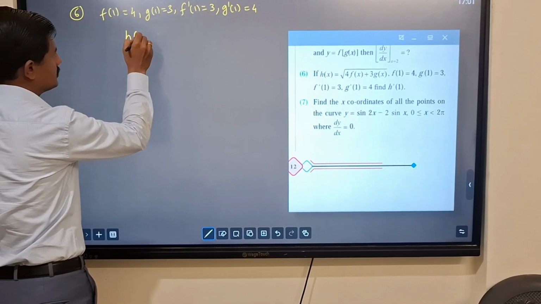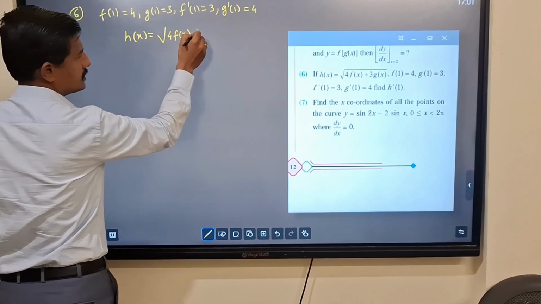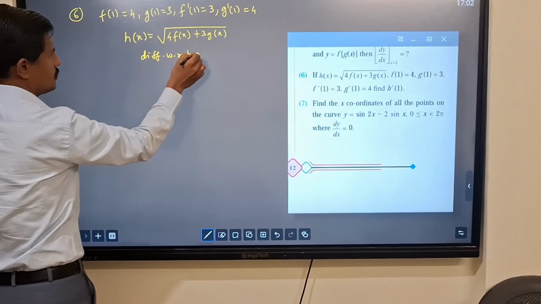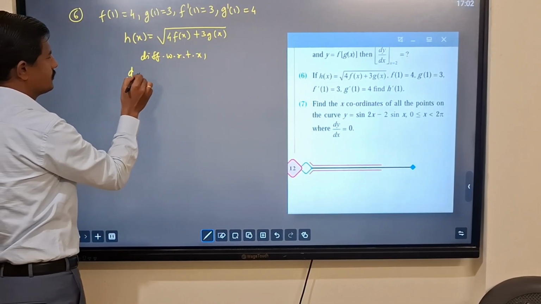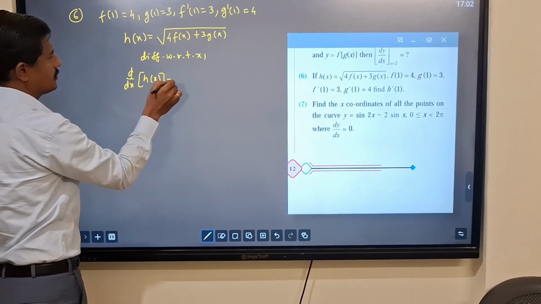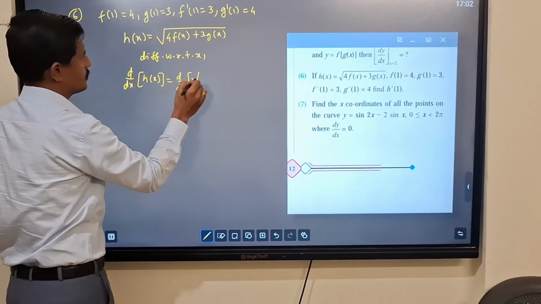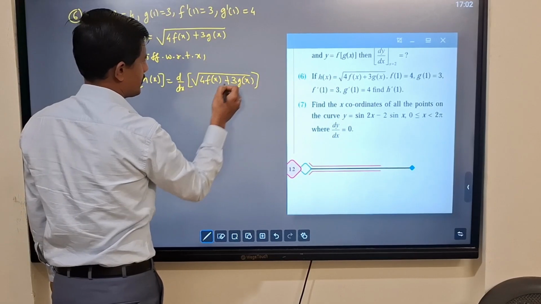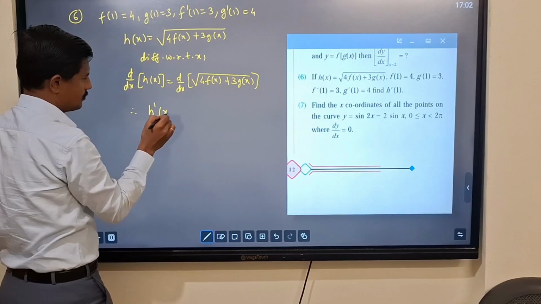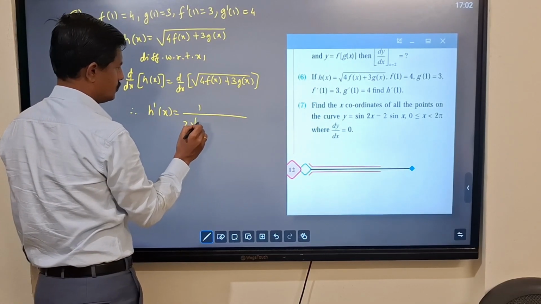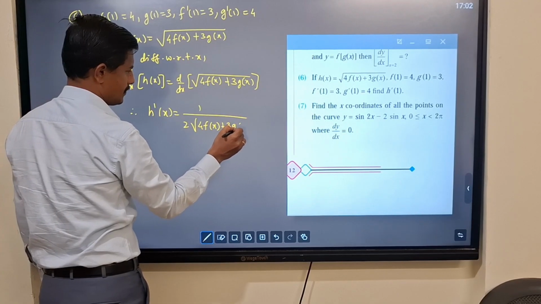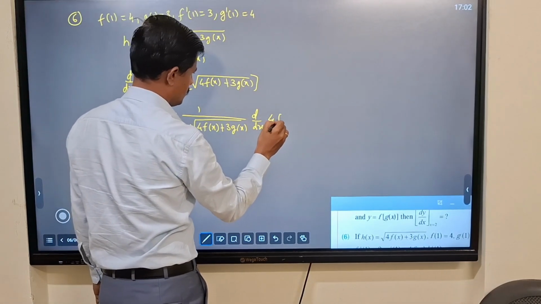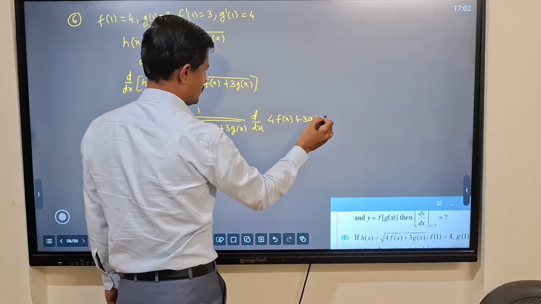Therefore, h of x is the square root of 4 f of x plus 3 g of x. Differentiate with respect to x. d dx of h of x equal to d dx of square root of 4 f of x plus 3 g of x. Therefore, h prime of x becomes 1 upon 2 root 4 f of x plus 3 g of x, d dx of 4 f of x plus 3 g of x.